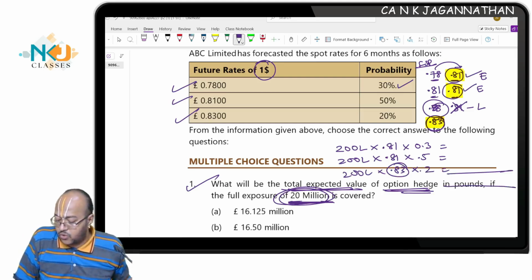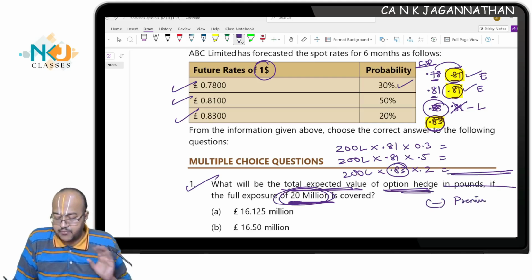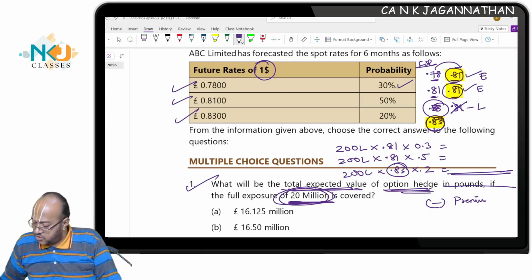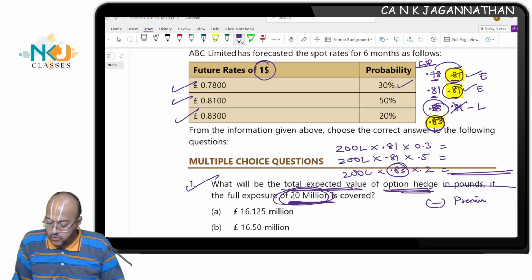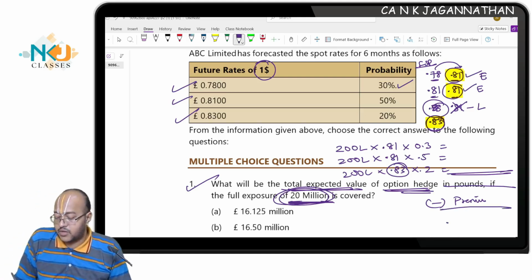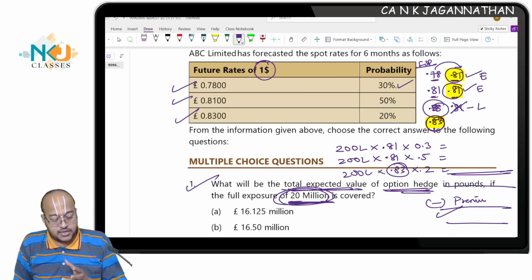You will find the total of this amount, then reduce the premium amount. How much premium did you pay? 0.02 of the 20 million, let's say 200 lakhs into 0.02. How much is that? 4 lakh pound. So you will reduce the 4 lakh pound premium and you will get the balance amount. Are you all understanding? You have taken a put option. You have to pay the premium and you will receive this cash flow. The receivable amount will be this much.